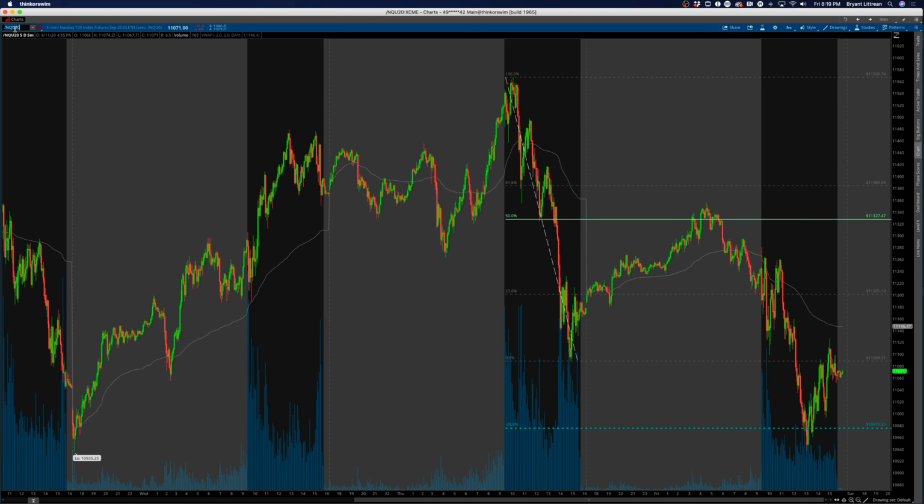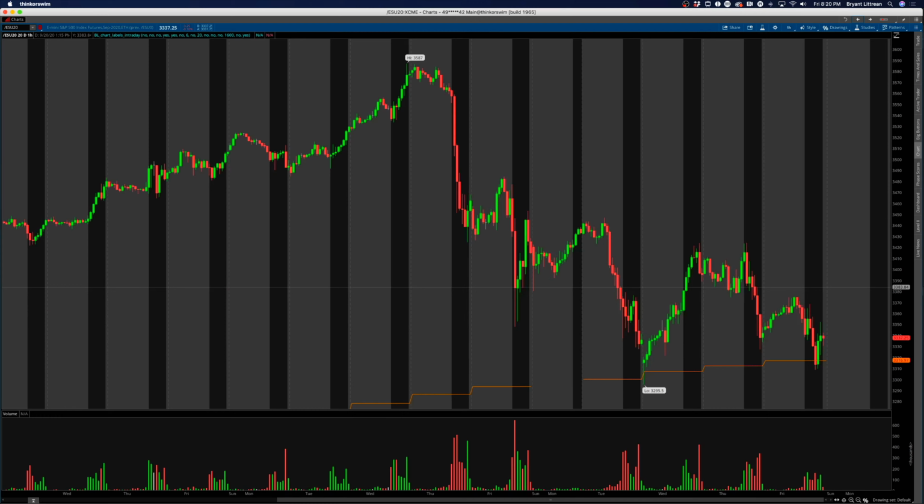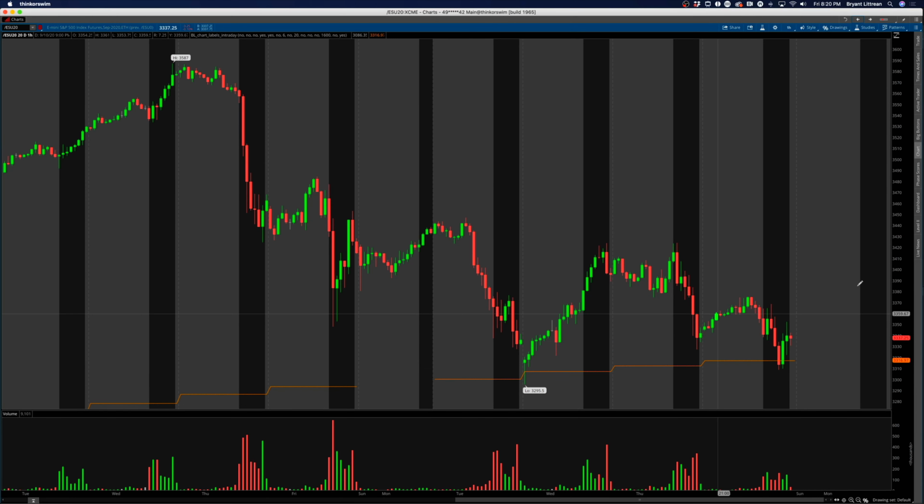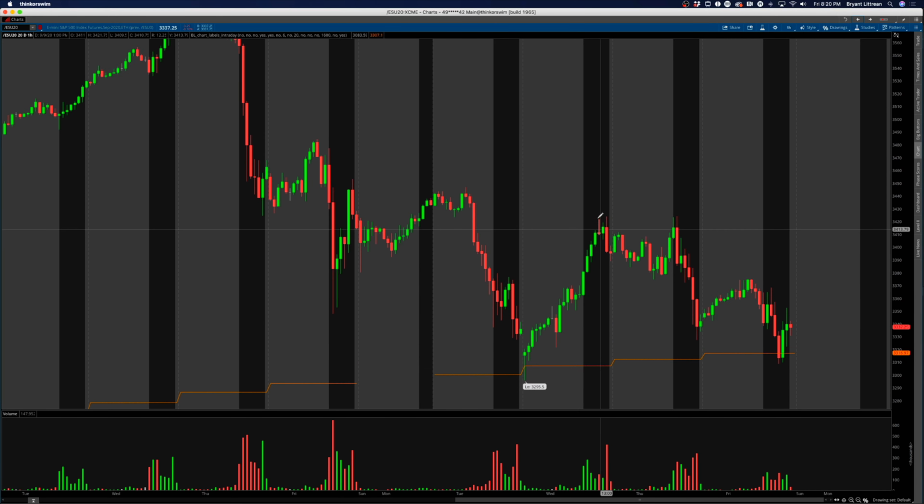Let's just wrap with the ES chart. Here's the hourly time frame, same situation. Here was the double top. This short actually had me very excited. It's the first short that I was very excited about, because it was running straight up into this consolidation zone.